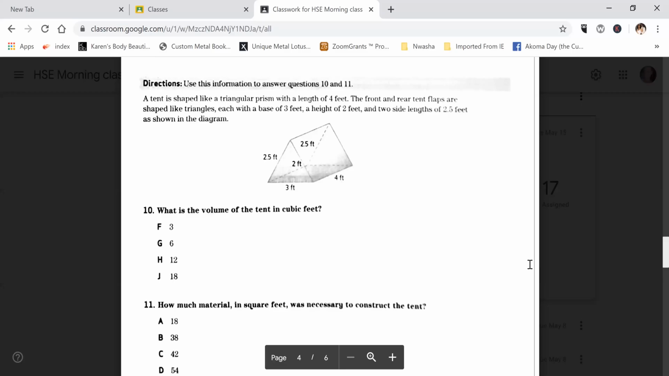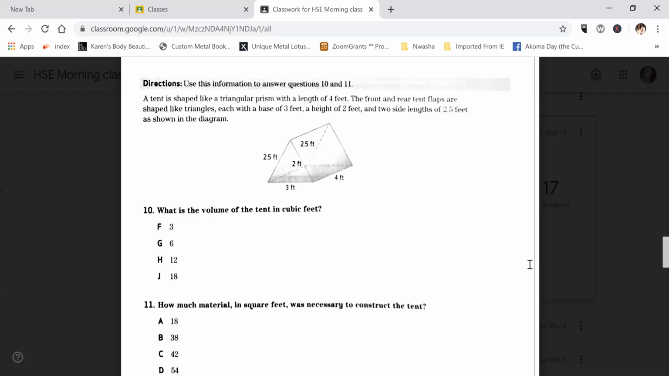All right, so this one, a tent is shaped like a triangular prism with a length of 4 feet. The front and rear tent flaps are shaped like triangles, each with a base of 3 feet, a height of 2 feet, and 2 side lengths of 2.5 feet as shown in the diagram.